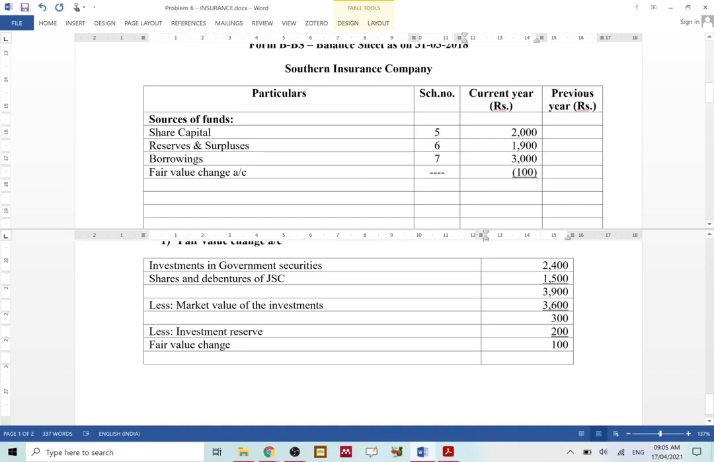2000, 1900, 3000, and you get 6800. So what exactly is this total? This is the total of your sources of funds. Basically how we have total of liabilities. In a common balance sheet, the first total is the total of all your liabilities. Okay, now let's see.